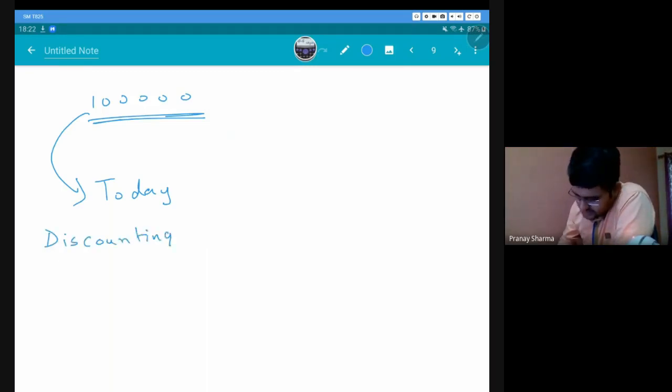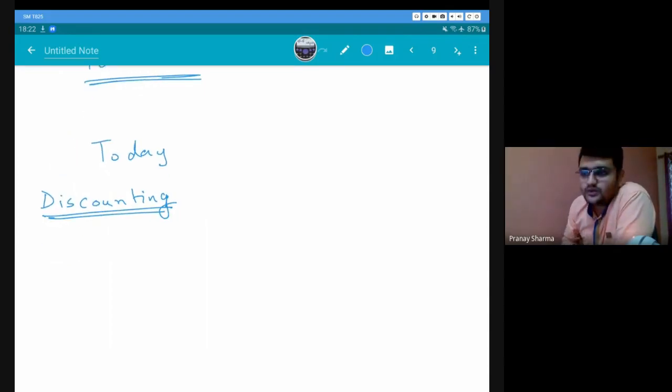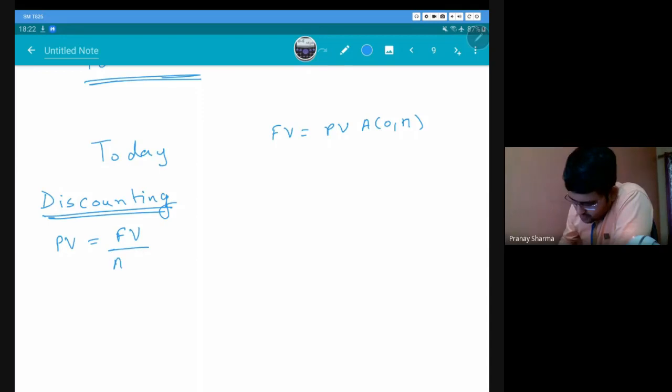Now it is the same concept as the discounting that we find in a sale. What we are doing is reducing the value. Discounting just means reducing the value. So here we are discounting with time. We need to find present value when we know the future value. We know future value is equal to present value times the accumulation factor, so I will divide by the accumulation factor.